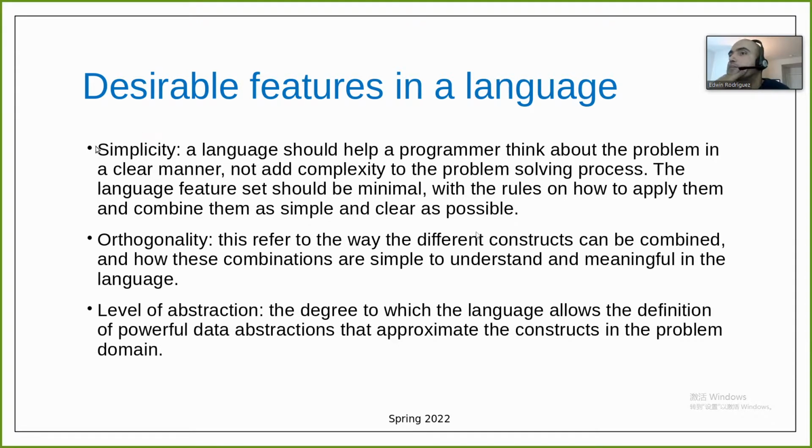Again, as the language becomes more complex, the likelihood of it being orthogonal decreases. And so that means that these two, simplicity and orthogonality, sort of work in tandem with each other. If the language is simple, it's easier to make it orthogonal. If it's complex, then it's not. Any questions?